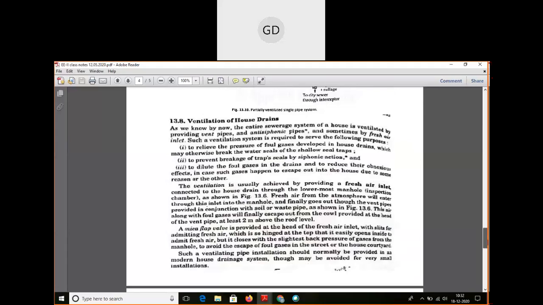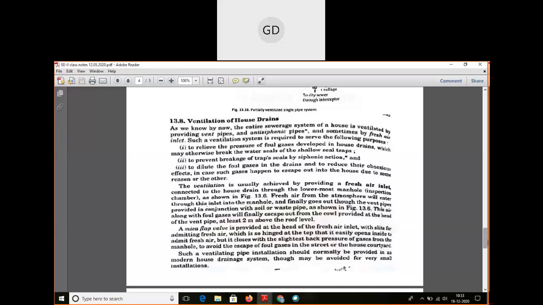After this, there is a small topic, ventilation of house drains. So, the entire sewerage system of a house. Okay. So till now, whatever we have studied, the entire sewerage system of a house is ventilated by providing vent pipes and what, anti-siphonage pipes. And again, sometimes by a fresh air inlet.